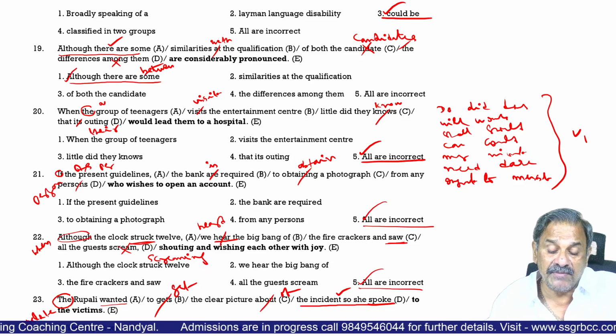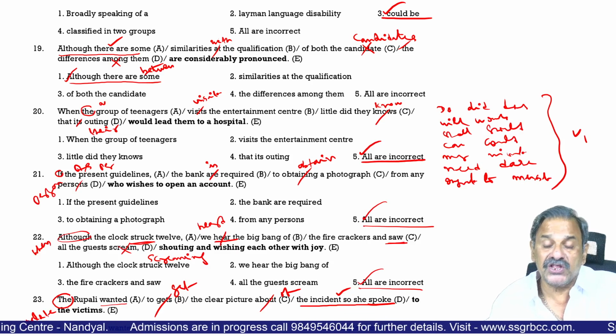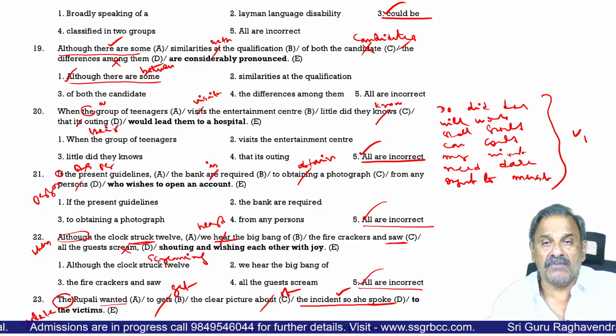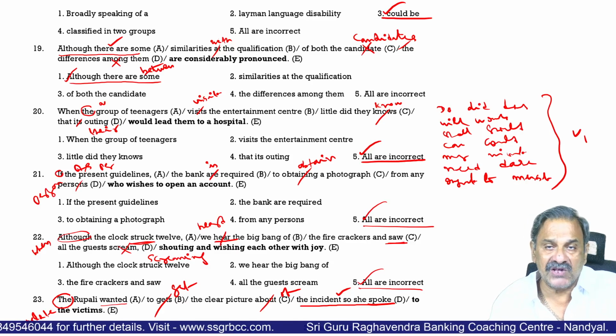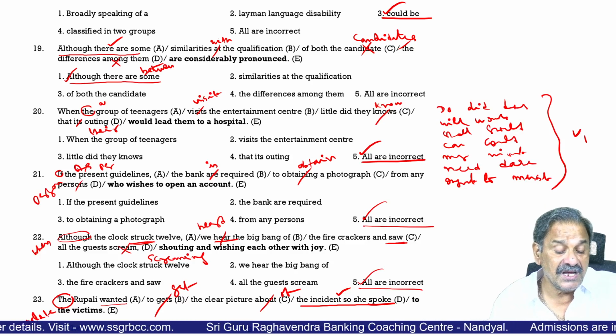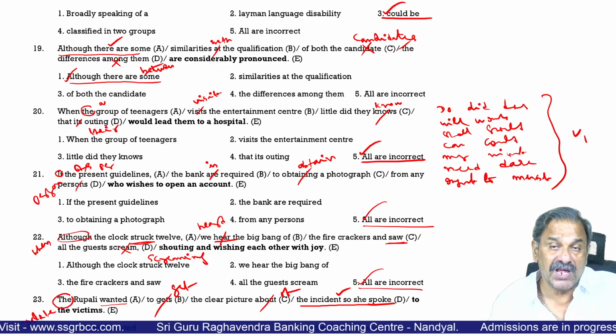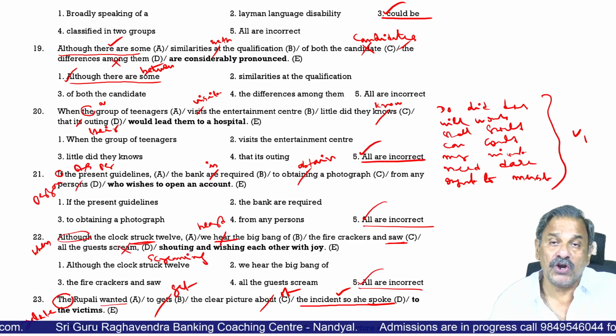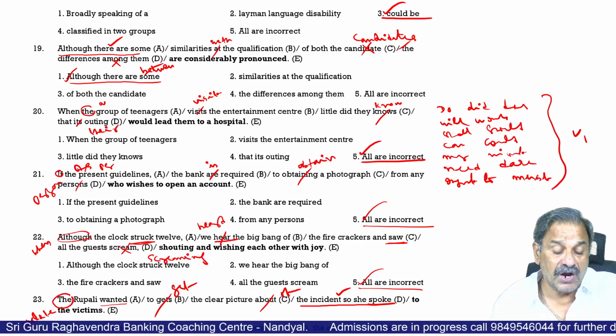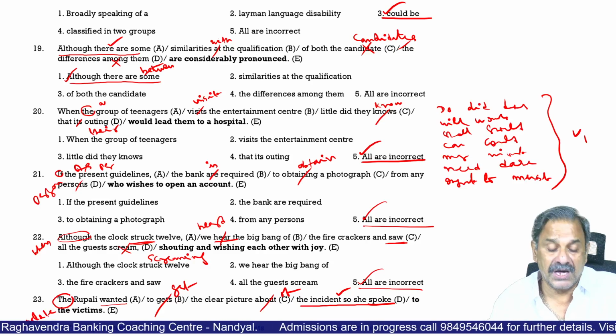Visit the entertainment center. Little did they know. After do, did, does, shall, should, can, could, may, might, will, would, must, dare, need, ought to, after these auxiliaries, we have to use the first form verb. So, did they know that its outing is wrong? That is, teenagers are plural, so you have to use a plural pronoun. Instead of the singular pronoun its, you have to use their. Their outing would lead them to a hospital.